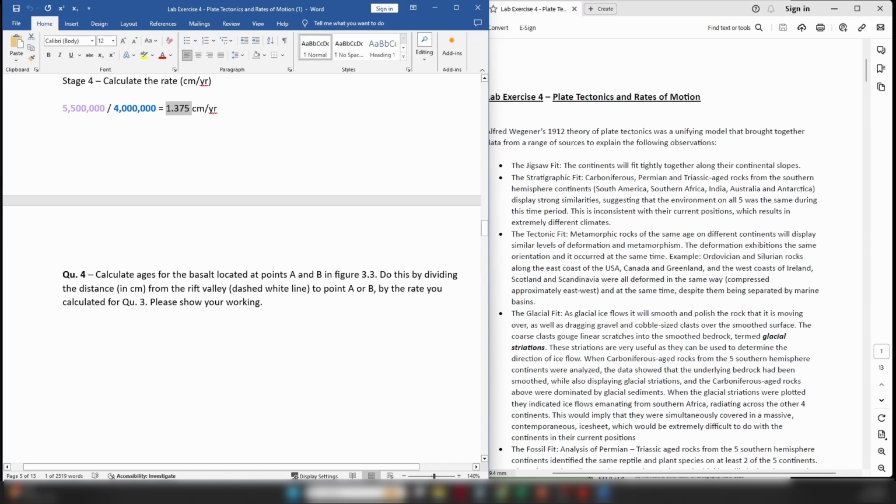And so all you're going to do is show me your working to calculate the distance from the divergent plate boundary to location A and from the divergent plate boundary to location B. And then once you've calculated that distance in centimeters, you're then going to simply divide that number in centimeters by the rate that you calculated for question 3. And that is then going to give you the age for location A and also the age for location B.